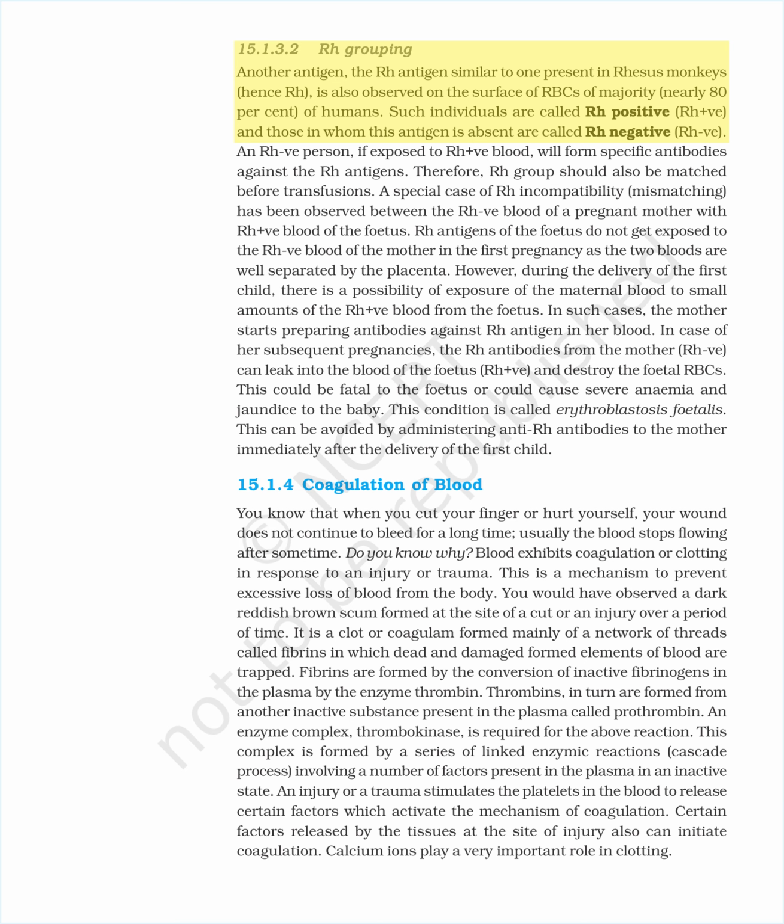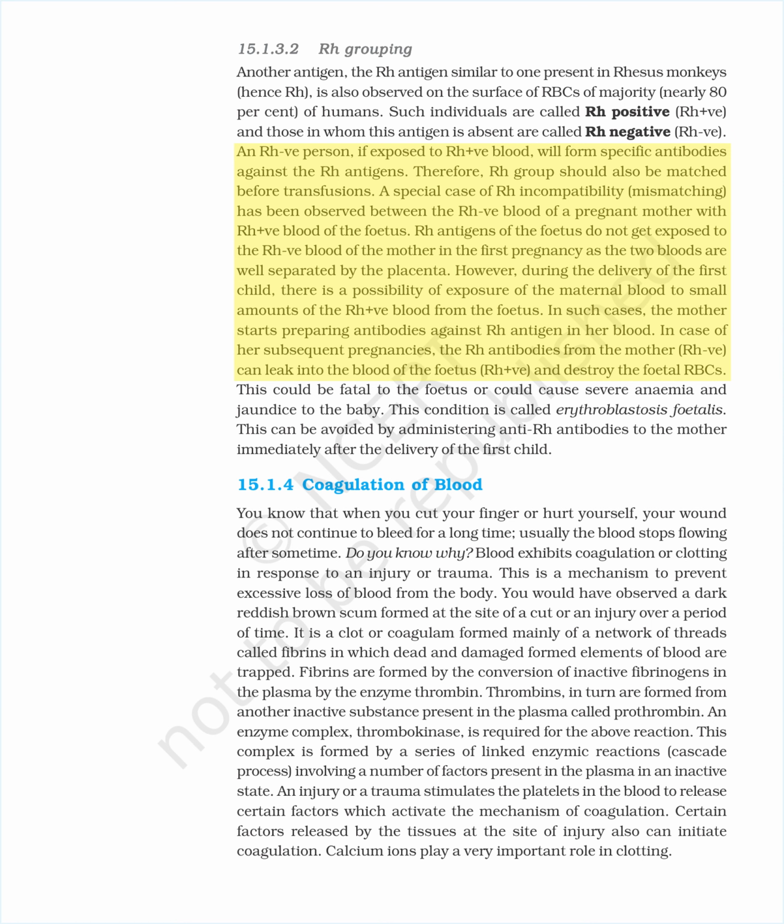15.1.3.2 Rh grouping. Another antigen, the Rh antigen, similar to one present in rhesus monkeys, hence Rh, is also observed on the surface of RBCs of the majority, nearly 80%, of humans. Such individuals are called Rh positive, Rh+ve, and those in whom this antigen is absent are called Rh negative, Rh-ve. An Rh-ve person, if exposed to Rh+ve blood, will form specific antibodies against the Rh antigens. Therefore, Rh group should also be matched before transfusions.